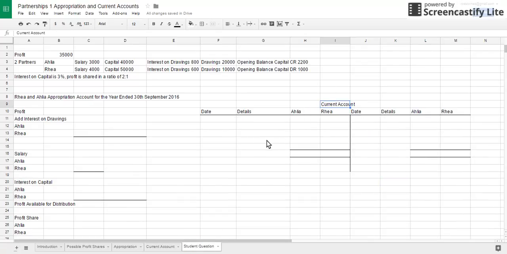Okay, you guys now go back to the original set of questions, and what you need to do is to put the information into the current account, and obviously send it back to me and I will mark it.